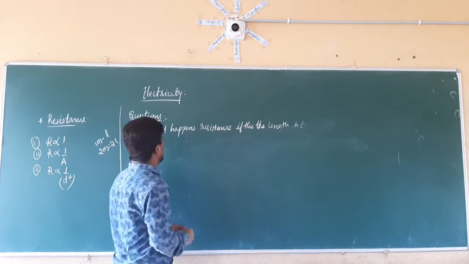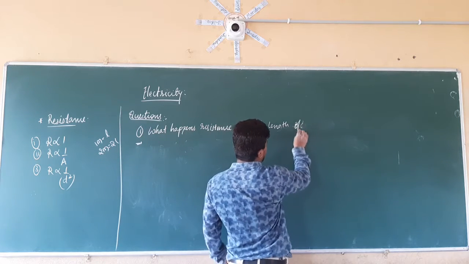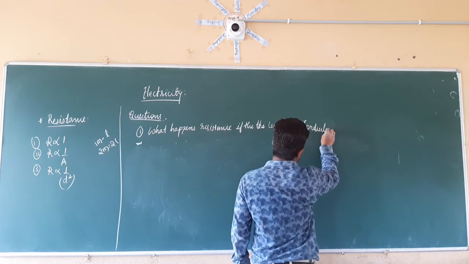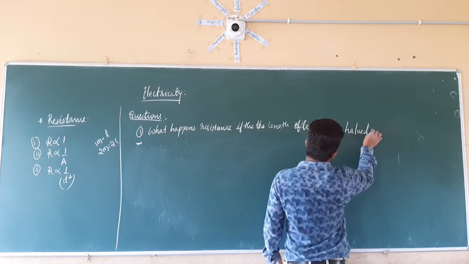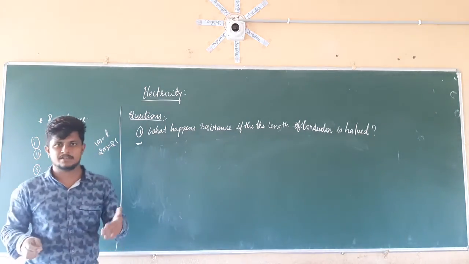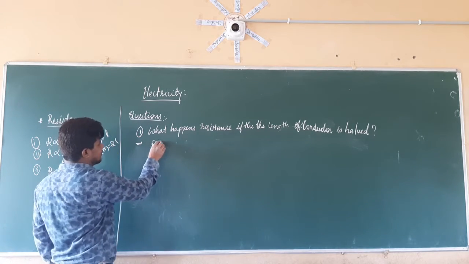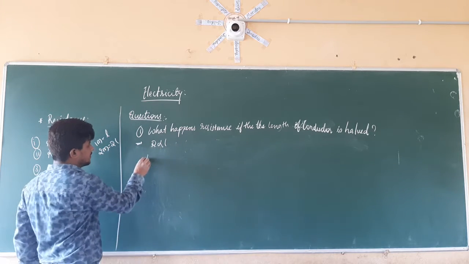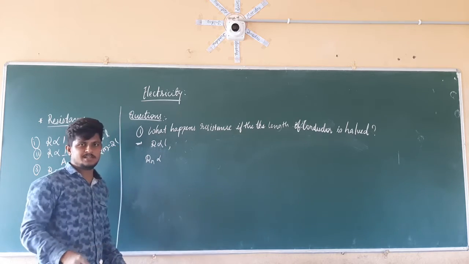Now next, what happens to the resistance if the length of the conductor is half? So the length of the conductor is getting reduced, it is becoming half. Again the same formula, we know that R is directly proportional to L. This is the original resistance and this is the original length.